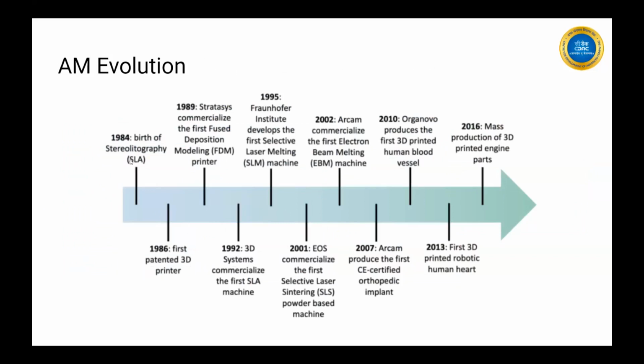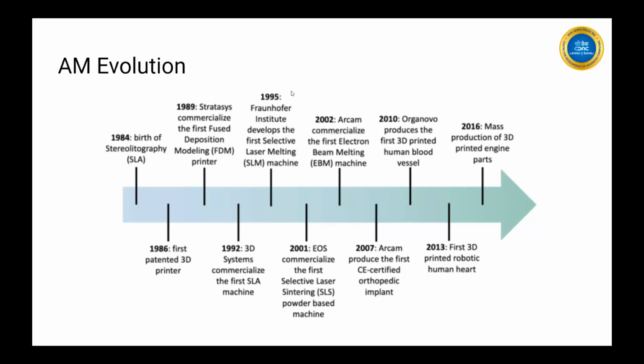In 1984, as I said, SLA, which is VAT polymerization, was the first technology, invented in 1984. Then in 86, the first 3D printer was patented. And in 89, a company called Stratasys created the FDM machine, fused deposition modeling machine, which is one of the most commonly used types of 3D printing machine. It is available for 10,000 rupees on all online platforms. And 3D Systems first commercialized one of their SLA machines, stereolithography machines.